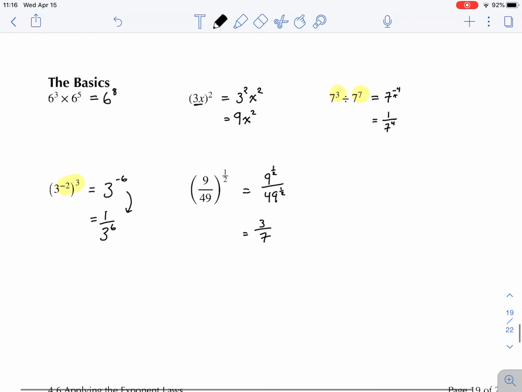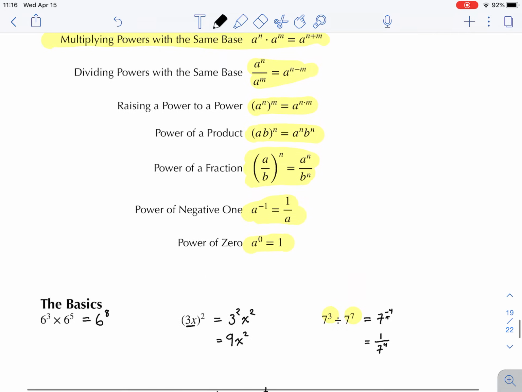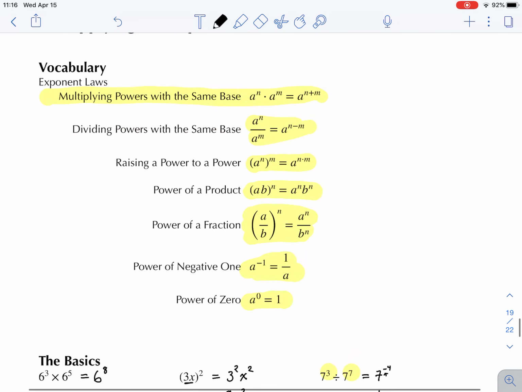Right, those are the easy basics. And when we get into the example problems, they'll get much more difficult than this. But in this lesson, all we're doing is applying the exponent laws in complex situations.